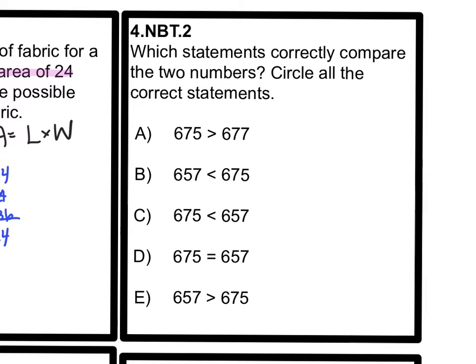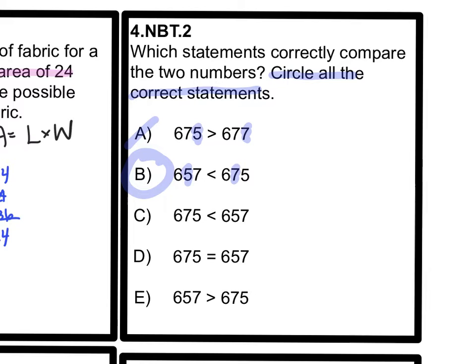Next one we have, which statements correctly compare the 2 numbers, and circle all the correct statements? Again, this problem is not asking to do too much except for circle all the correct statements. So when I look at A, is 675 greater than 677? And since I'm looking into the ones place, I see that no, this one does not. For B, 657 is less than 675 because of the tens place. It totally is true, so I'm going to go ahead and circle B.